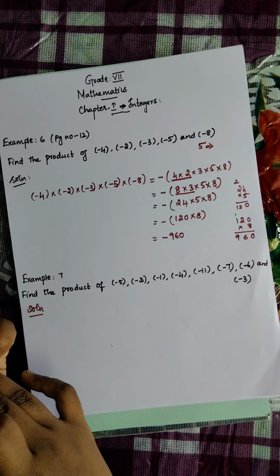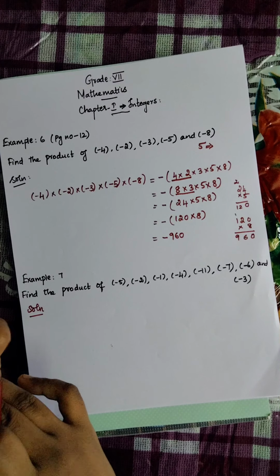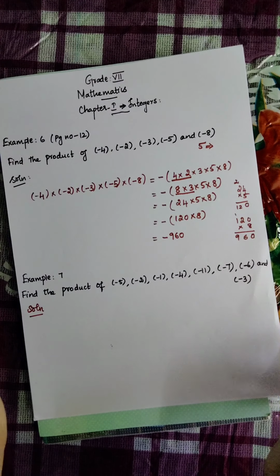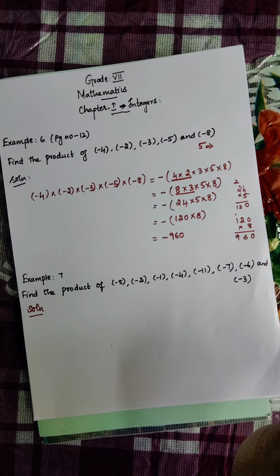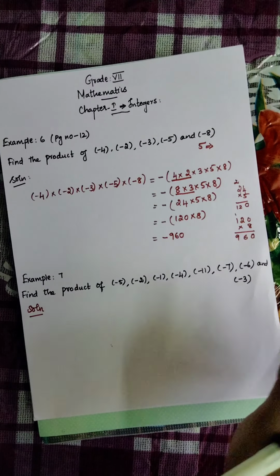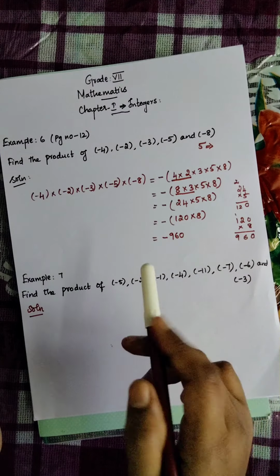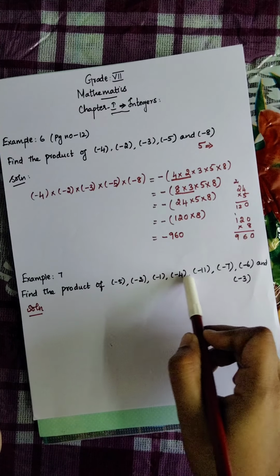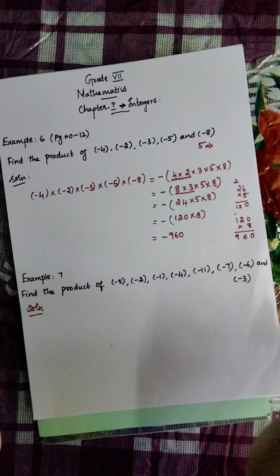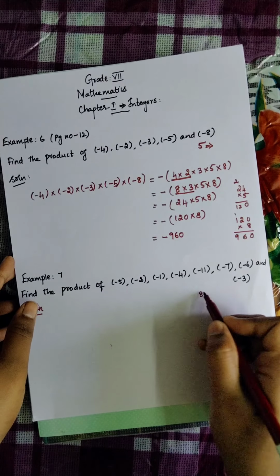How will you multiply these integers? First count how many numbers are there. First count how many negative numbers. Negative number means number with the sign minus. Totally count first: 1, 2, 3, 4, 5, 6, 7 and 8. Totally 8 negative numbers are there.